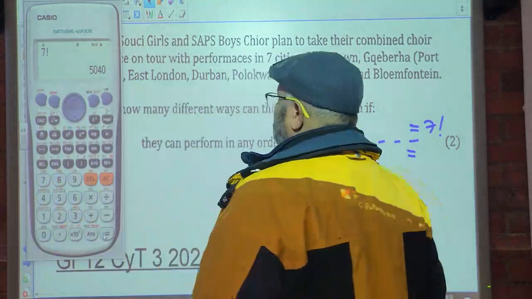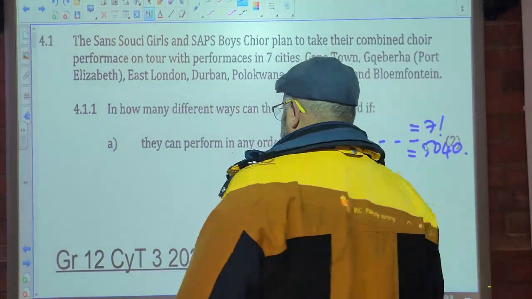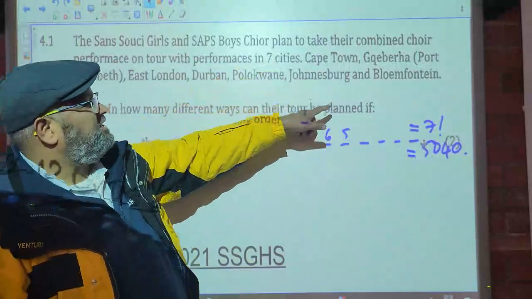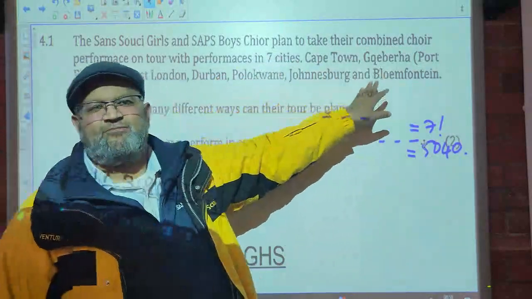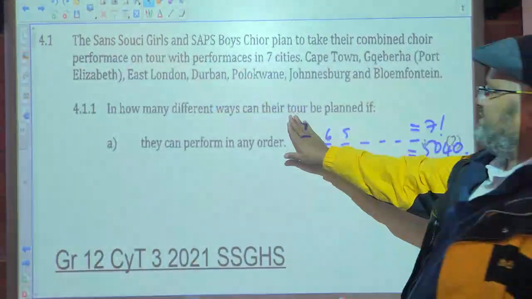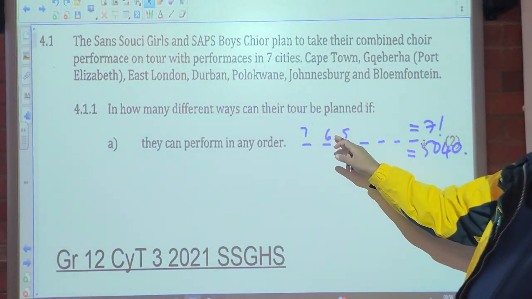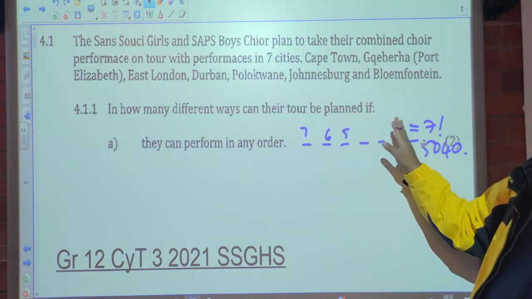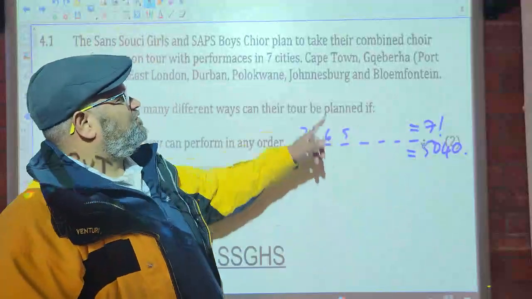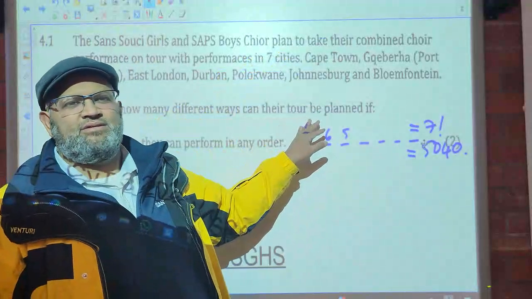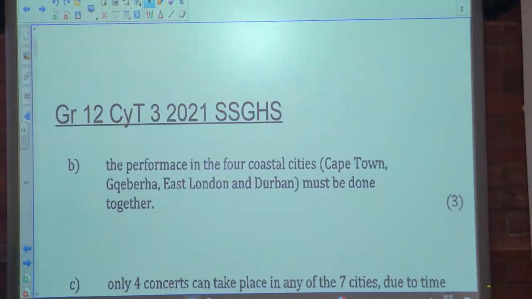There's 5,040 ways. Okay, so if they start in Cape Town, they can go to Bloemfontein, or if the first case, it could be any of the 7. So if they start in Cape Town, then they have 6 options left. So if they take Bloemfontein second, then they have 5 options left, and so on. The reason why it won't be 7, 7, 7, 7 is because once they have been in the one, I'm not going to go back then. That is now the logical thing.